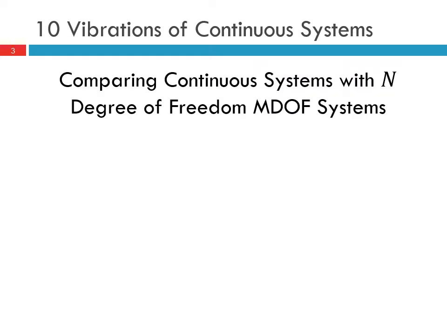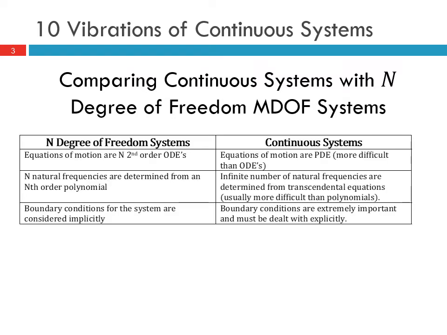Now, we can compare continuous systems with n degree of freedom, multiple degree of freedom systems, just to understand the differences between the two situations. So for n degree of freedom systems, the equations of motion are n second order ordinary differential equations. However, for continuous systems, the equations of motion are partial differential equations, which tend to be more difficult to deal with than ODEs. For n degree of freedom systems, the n natural frequencies are determined from an nth order polynomial, whereas for continuous systems, the infinite number of natural frequencies are determined from transcendental equations.